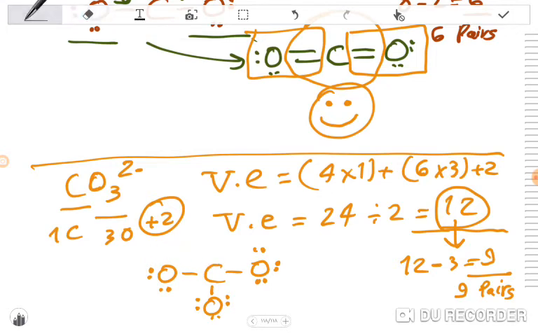We set the carbonate in a bracket and put 2 minus on top of it. This structure is correct.